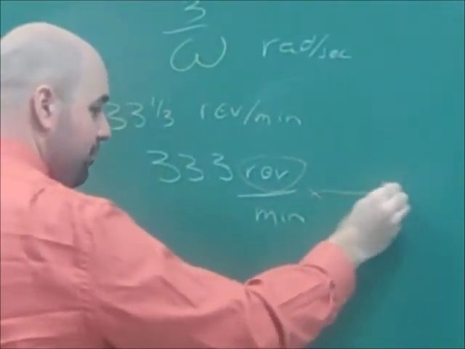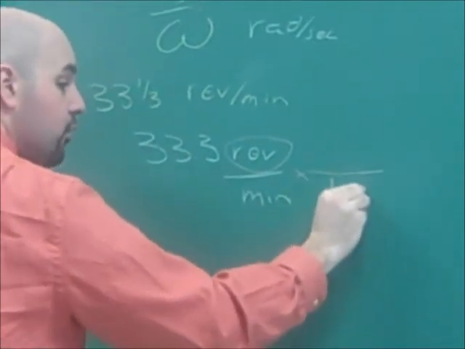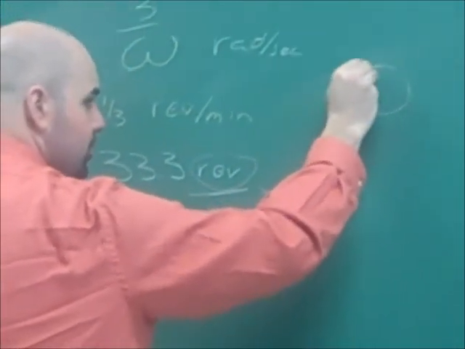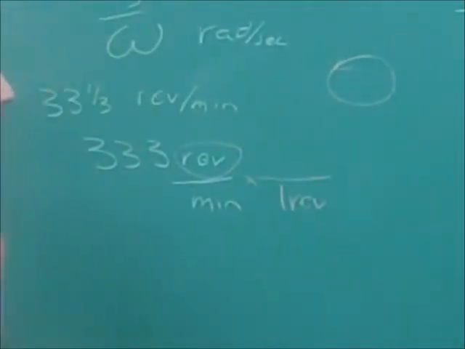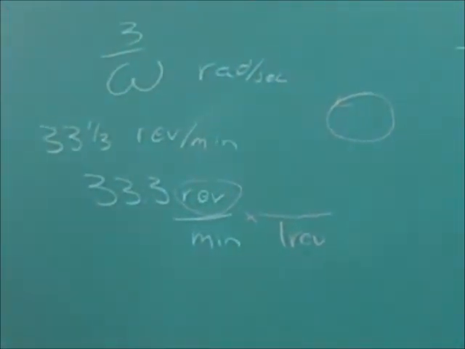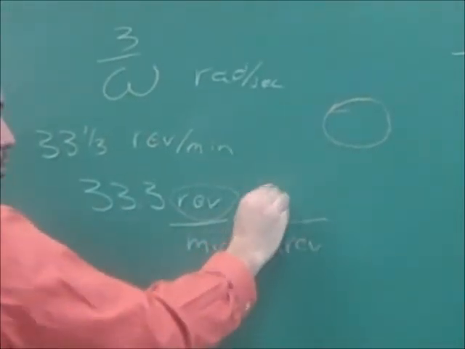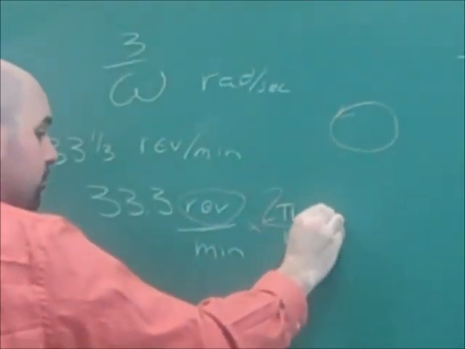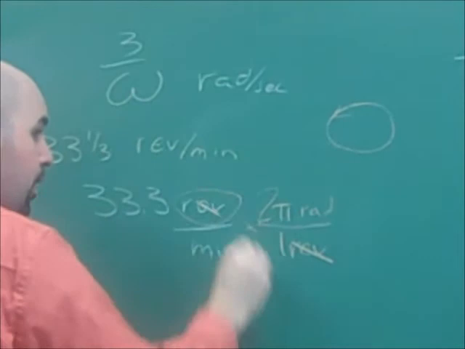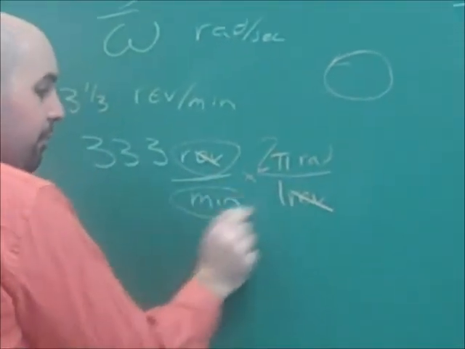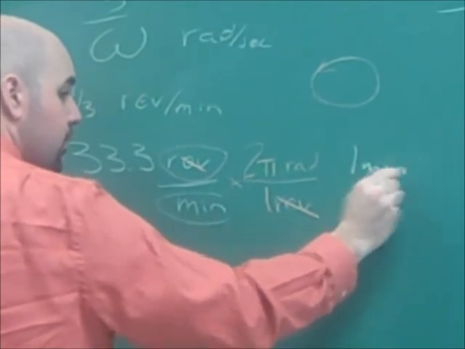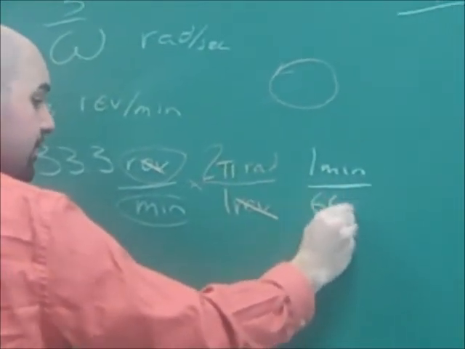Thank you, Emma Javelin. One revolution is one turn of the circle. How many radians is one turn of a circle? You got it. 2 pi radians. I now have the radians part. I want to get seconds. Minutes on the bottom. 1 minute is 60 seconds.